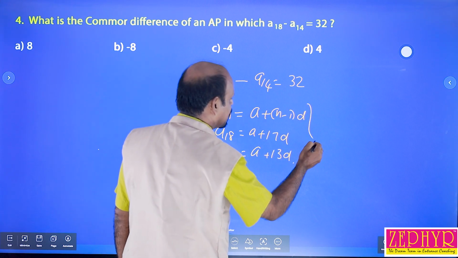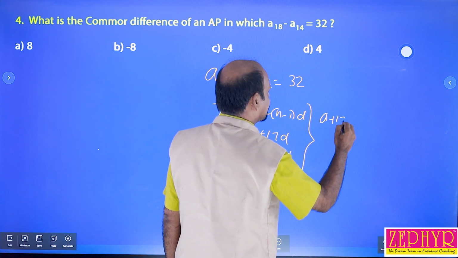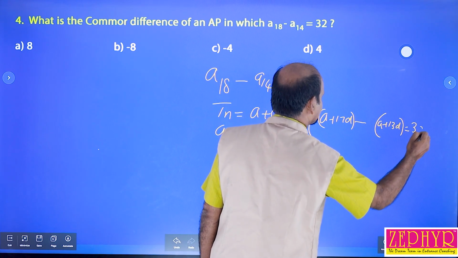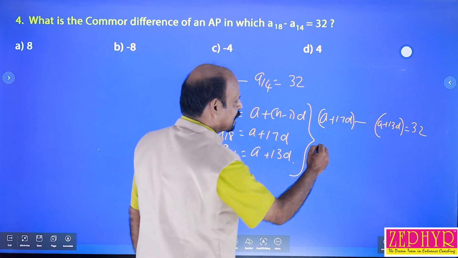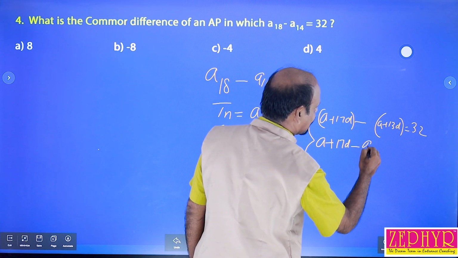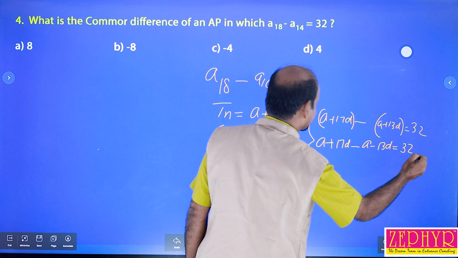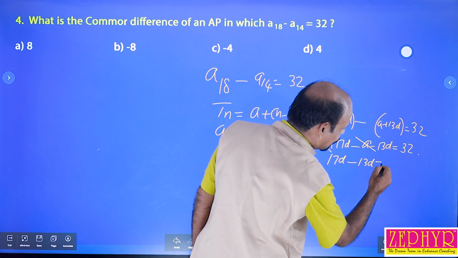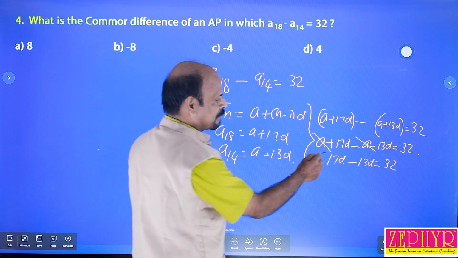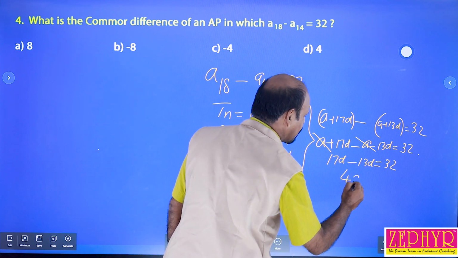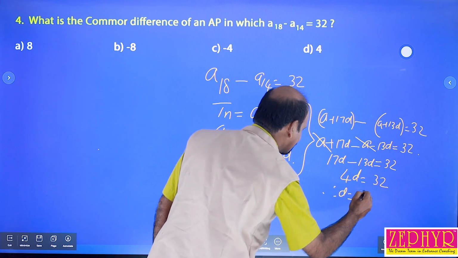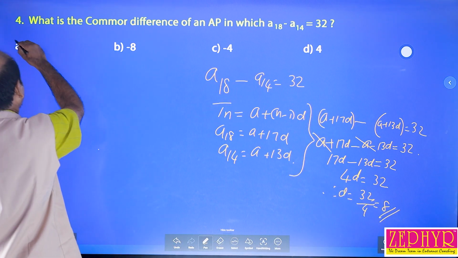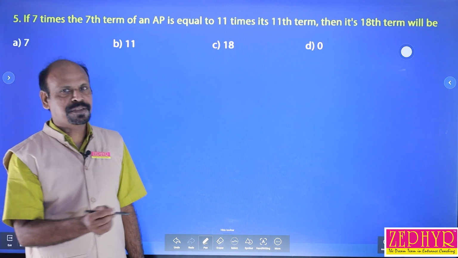They are given the difference of these two terms, that is A plus 17D minus A plus 13D equal to 32. So we can open this bracket, we will get A plus 17D minus A minus 13D equal to 32. So A and minus A cancel. 17D minus 13D equal to 32. So what is the difference between 17D and 13D? That is 4D. 4 times D equal to 32. Therefore D equal to 32 by 4. Your answer is 8. The common difference of the AP is 8. Option A. A is the right answer. D equal to 8.